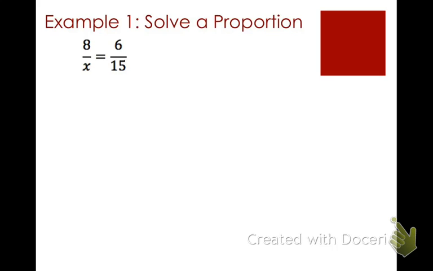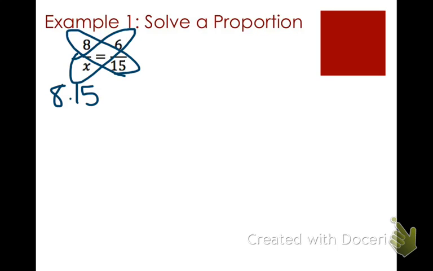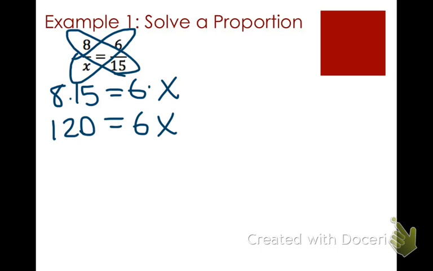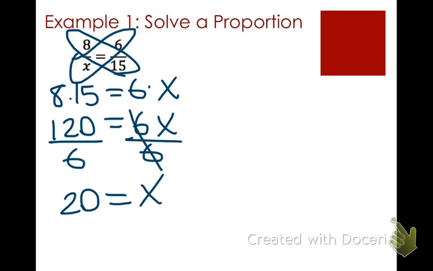We have the ratio of 8 to x is equal to the ratio of 6 to 15. So, do the butterfly rule if that helps you. 8 times 15 is equal to 6 times x. Well, 8 times 15 is 120, equal to 6x. And now it looks like an equation we know how to solve. So, divide both sides by 6. 120 divided by 6 is 20, so that has to be x.